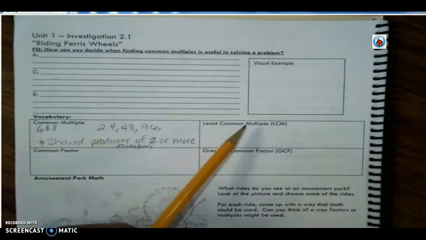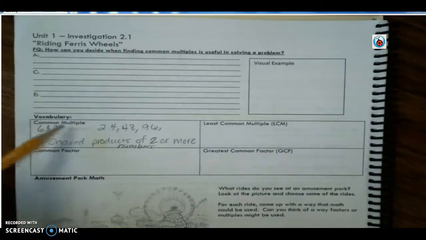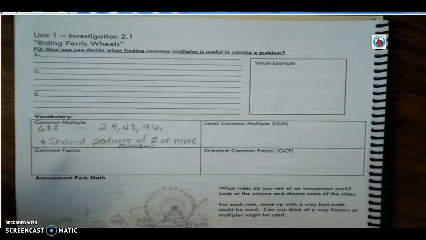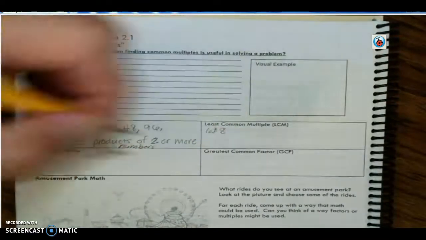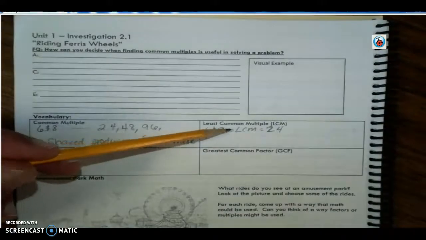Now we come over here to least. So this is going to be the lowest common multiple. Sorry. So which one of these is the lowest? Well, 24. So when we talk about the least common multiple, we look at two factors like 6 and 8, and we figure out what is the lowest number that 6 and 8 fit into evenly. And so in this case, it would be 24. So you can see right here, 6 and 8, LCM is 24.